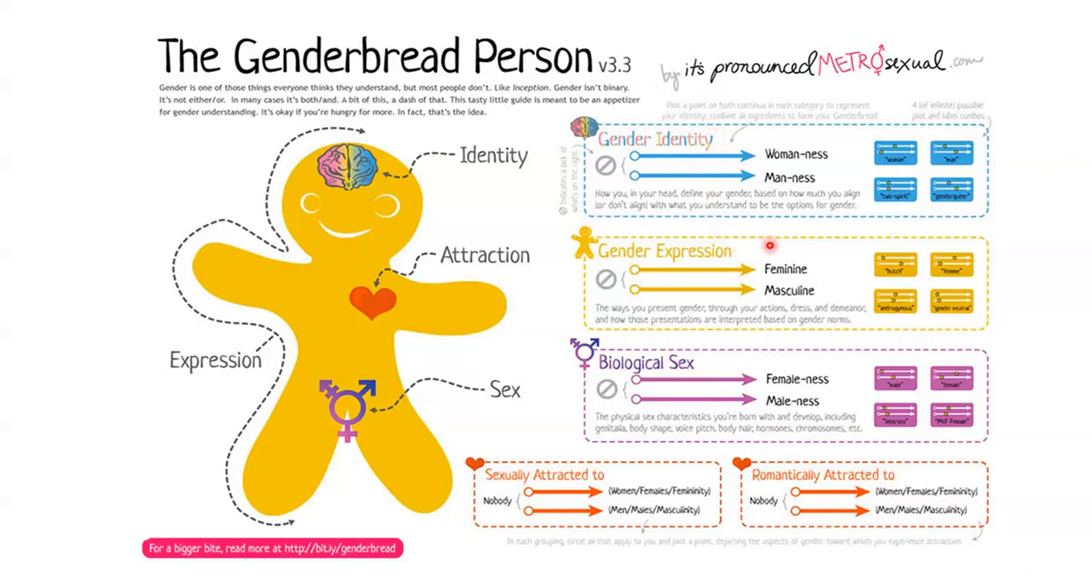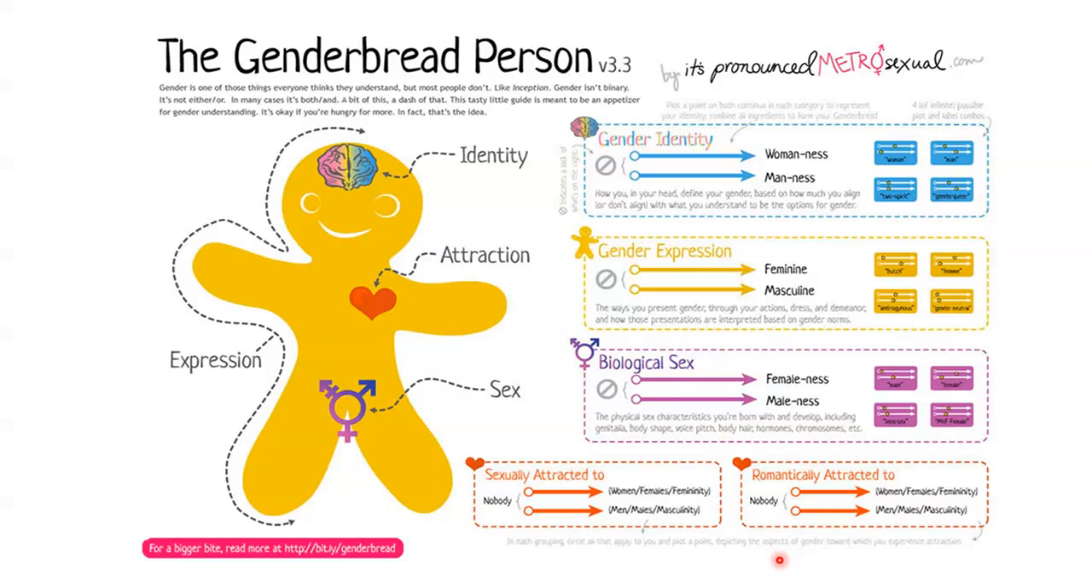We can have gender expression. This is the way in which you might choose to present your gender through your actions or your clothes. It's how you're viewed by society. We then have biological sex. That's what we're discussing in these lectures. So the physical sexual characteristics that you're born with and that you develop, like your body shape and your genitalia.